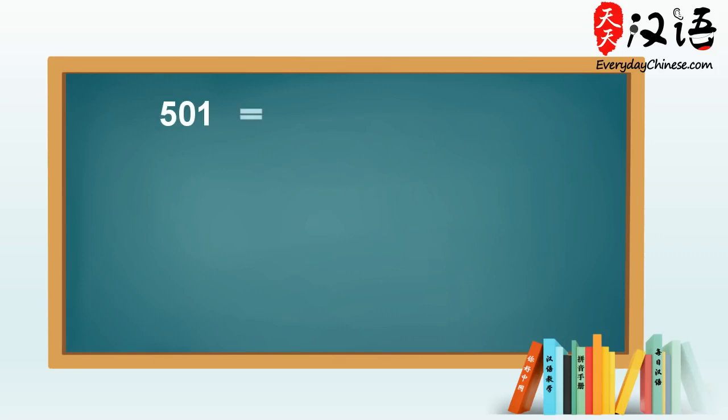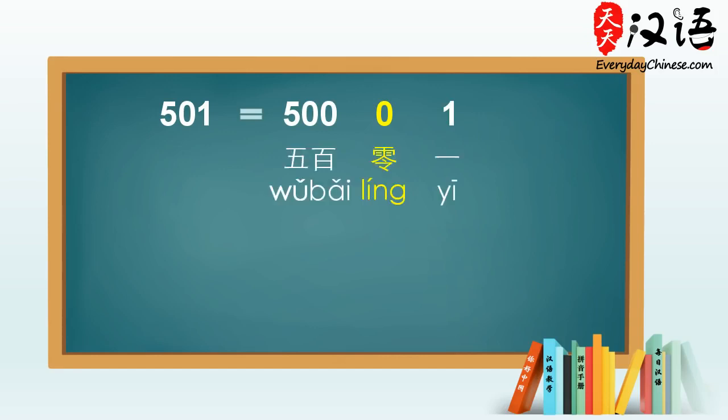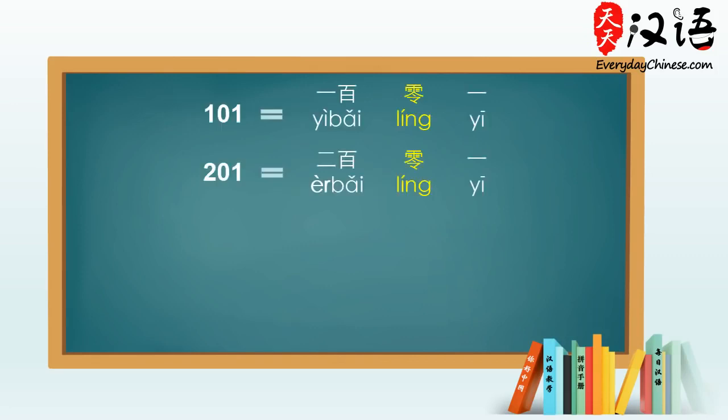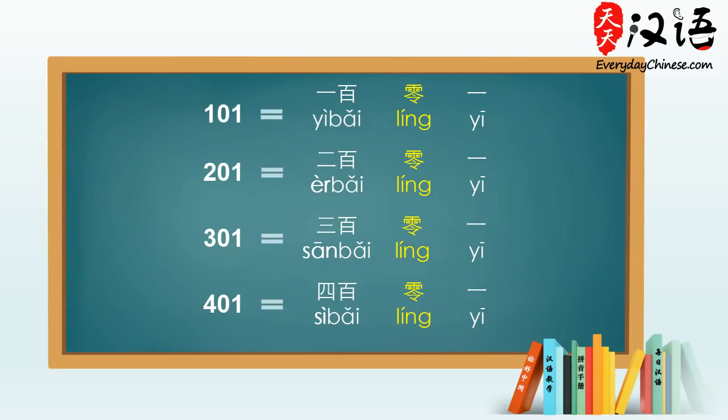Now try 501. 501 is read 五百零一. Did you get it right? Now have a listen. 一百零一, 二百零一, 三百零一, 四百零一.